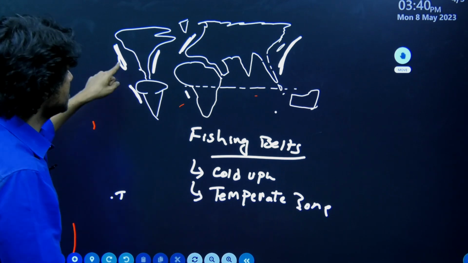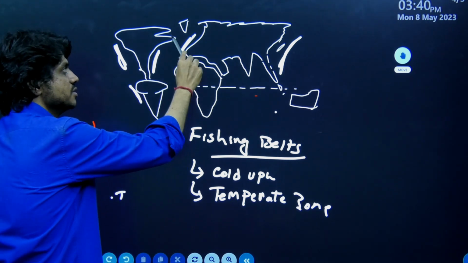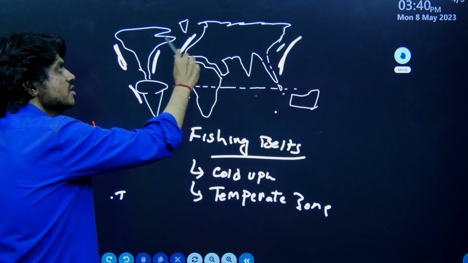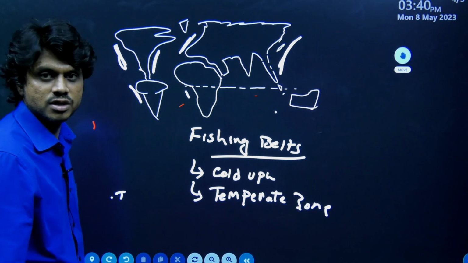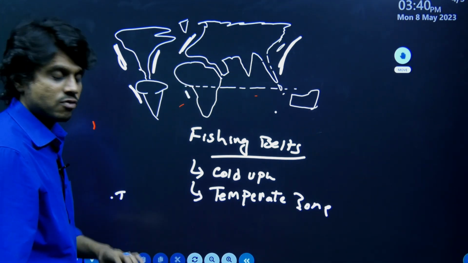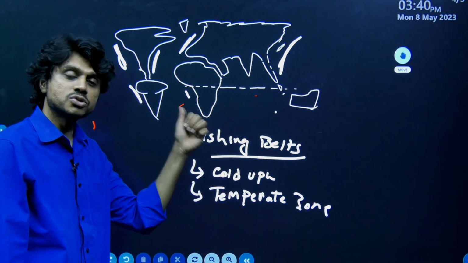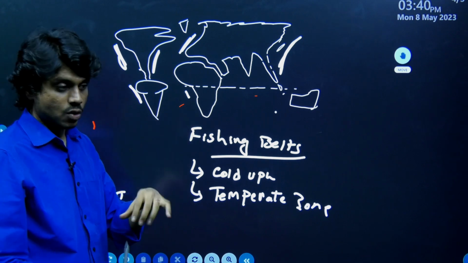Why is it so? In the temperate regions, as you might have studied in geography, there is a cold ocean current and a warm ocean current. Cold ocean currents are coming from here and warm ocean currents are coming from here. Because of the mixing of the cold and warm ocean currents, foggy conditions are created and those regions are conducive for the growth of fish.